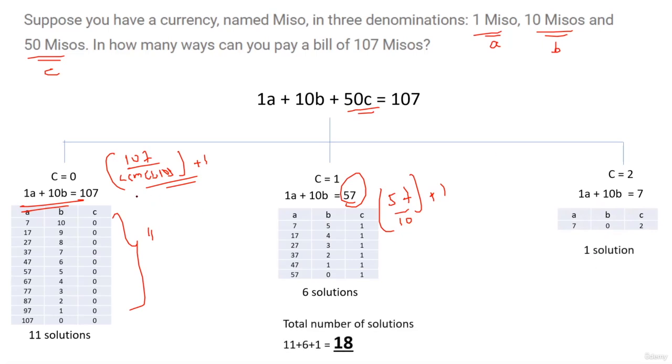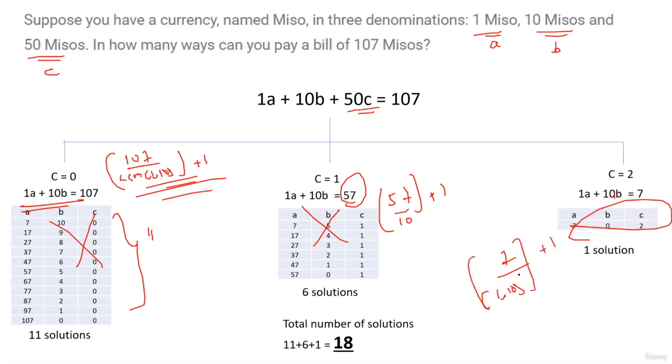So guys, if you know this formula, you can observe that you don't need to do all this every time. Check. Yes, here also we can apply the formula. 7 divided by LCM of 1 and 10, plus 1. What will its floor be? It will be 0. 7 upon 10 will be 0.7. Its floor will be 0, plus 1 is again 1 solution, right? So everywhere you can apply the formula, you can solve the question very easily.